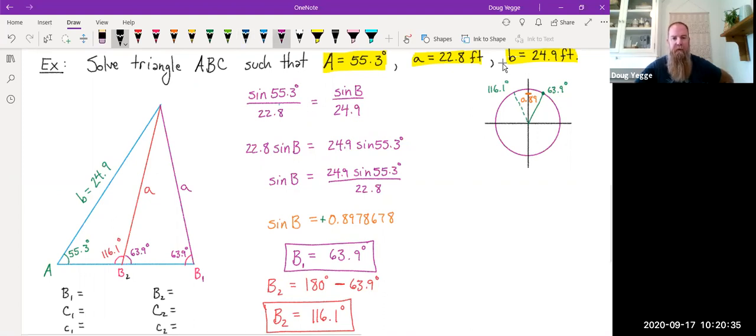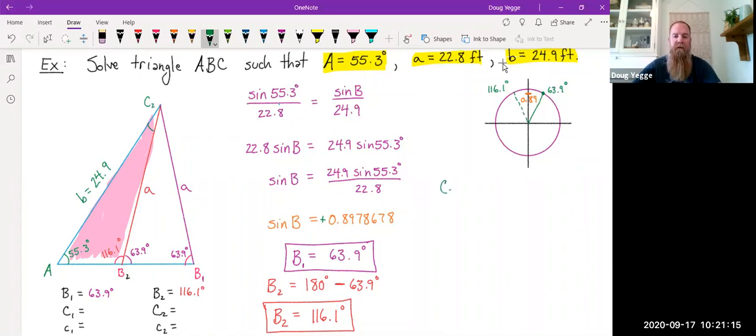So we already know a couple of these values. We know that the acute angle could be 63.9 degrees, while the corresponding obtuse angle would be 116.1 degrees. So why don't we start off by finding this triangle over here. In other words, let's go ahead and shade that piece. And so this is the triangle we're going to start by finding. Well, that means that we're going to need to find this angle right up here, which is going to be our C2.